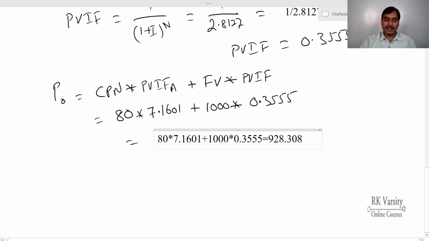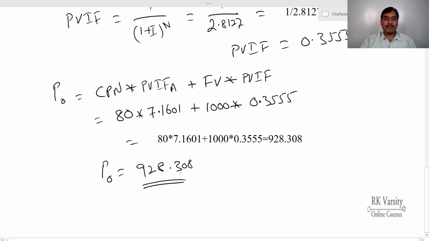The present value of this bond, or the price of this bond, is $928.308, or you can say $928.31. If you wish to purchase this bond as of now, then you need to pay $928.31. So this is how you need to calculate the price of an annual coupon bond. Thank you.